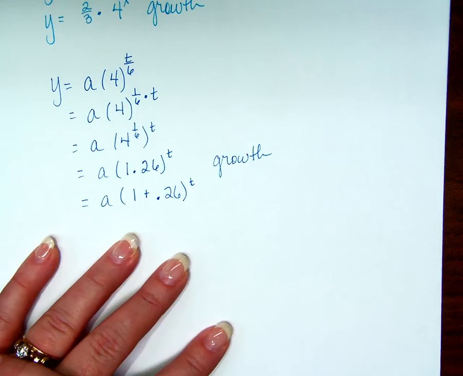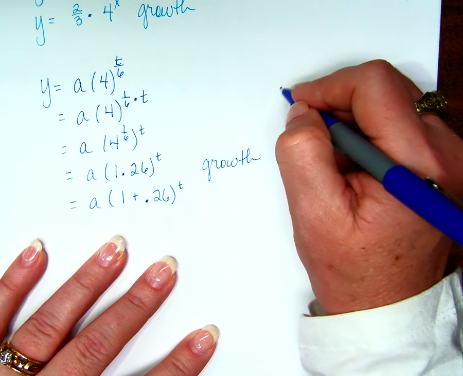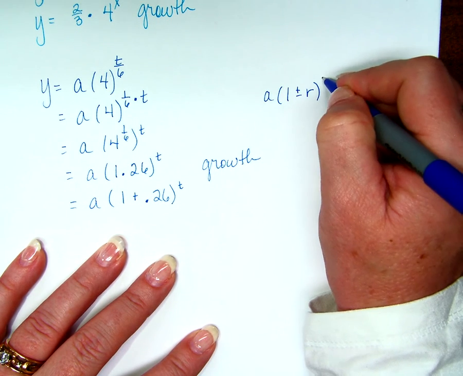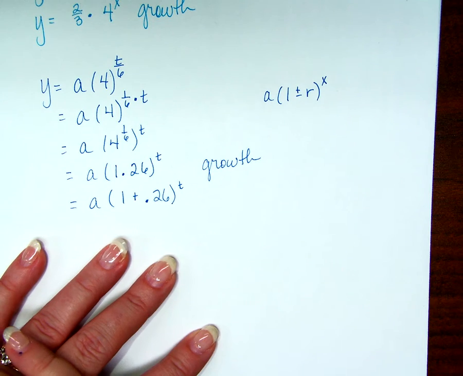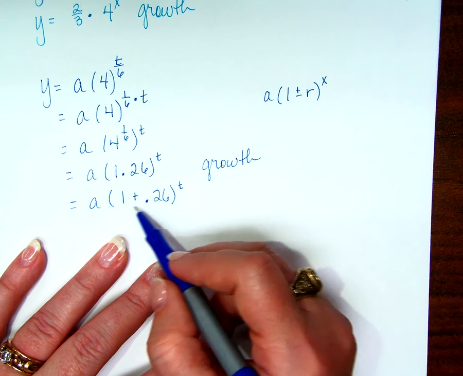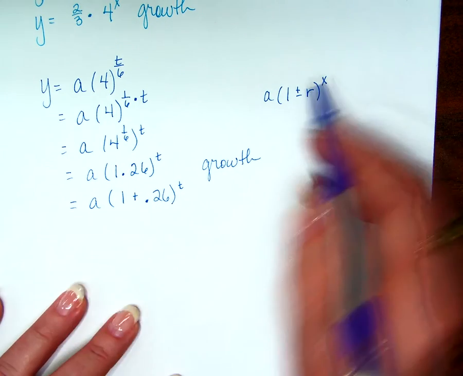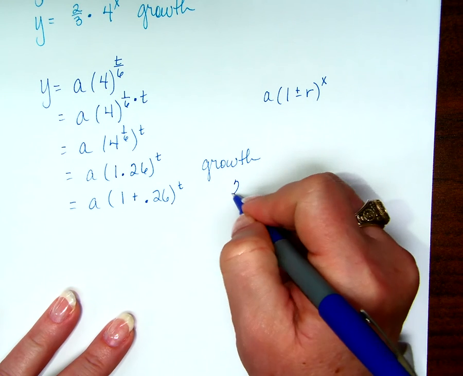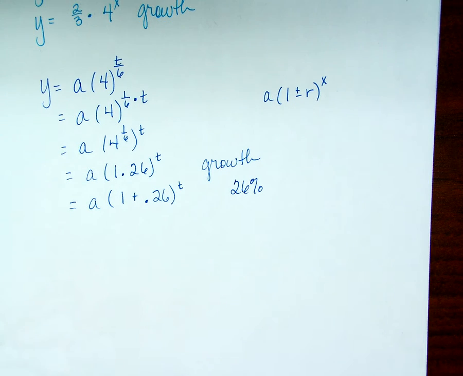And you remember a couple days ago we talked about a formula that was a times 1 plus or minus r to the x power or t power. And this was our rate. Now, do you see why I want to have it like this? Because what's our rate? So what if I ask for the percentage rate specifically? You don't want to tell me 0.26 this time, do you? I want you to say 26% growth. Does that make sense?